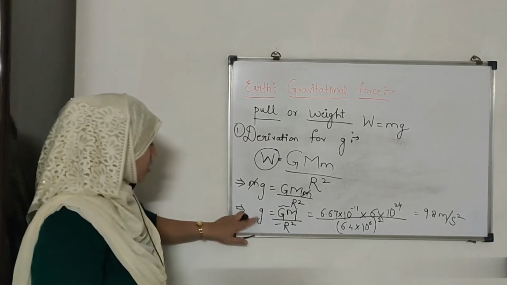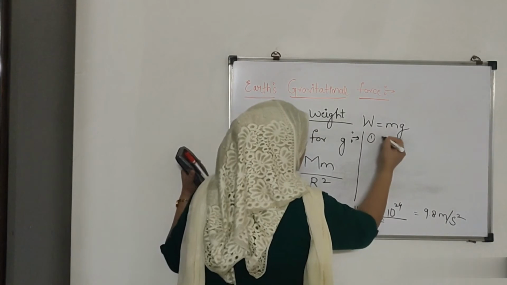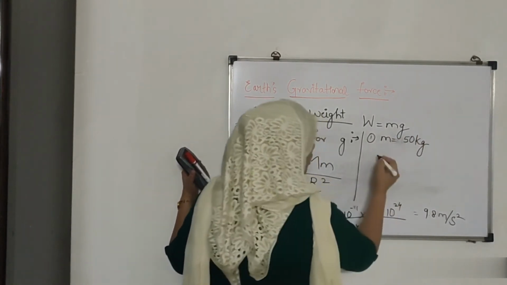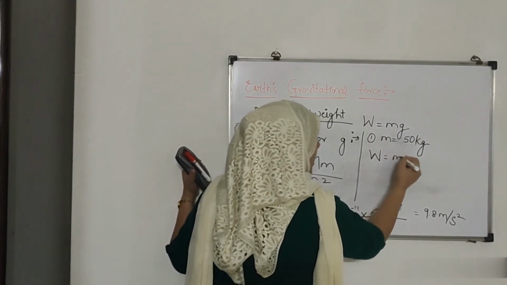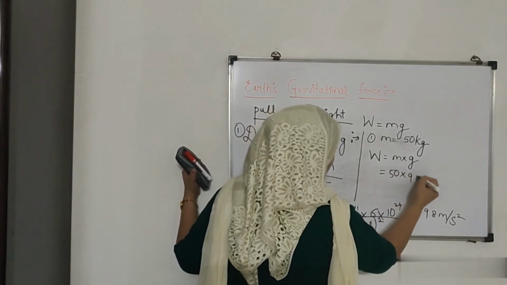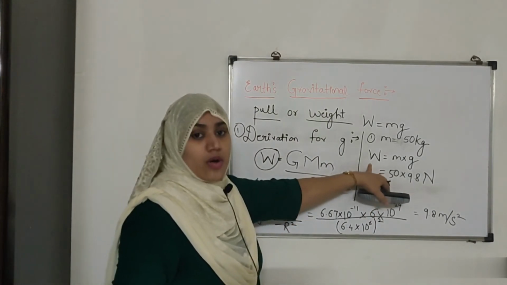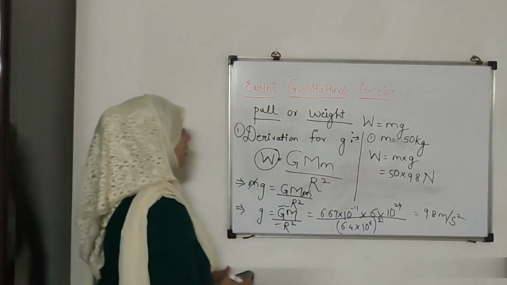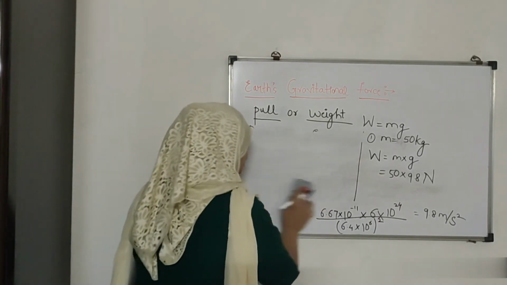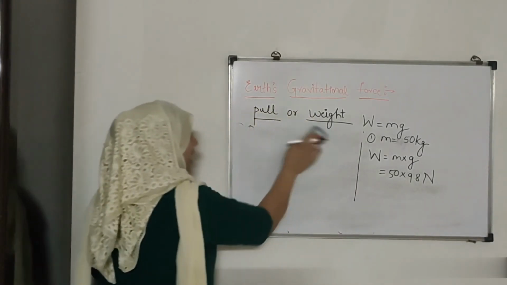Now let me take a mass of 50 kgs. So what does the weight of this mass become? m into g, so 50 into 9.8 Newton becomes the weight of that body on the Earth. Next we'll see the change in g due to shape of the Earth, height and depth.